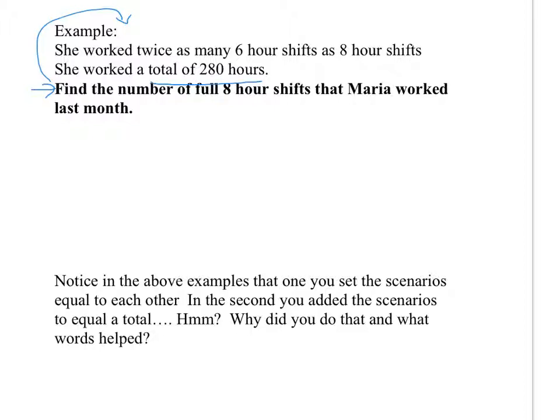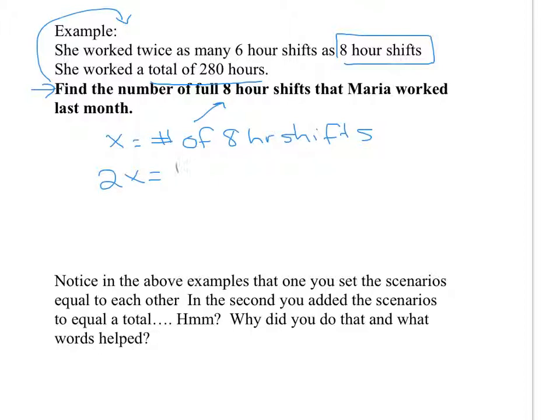So already in my mind, I'm thinking it's a total equation. All right, so I'm going to set my variables, and it looks like she worked 8-hour shifts, and that's actually what they're asking me directly, and that happens to be the least in this case. So I'm going to let X equal the number of 8-hour shifts she worked. Okay? All right, and then I'm going to let 2x equal the number of 6-hour shifts.